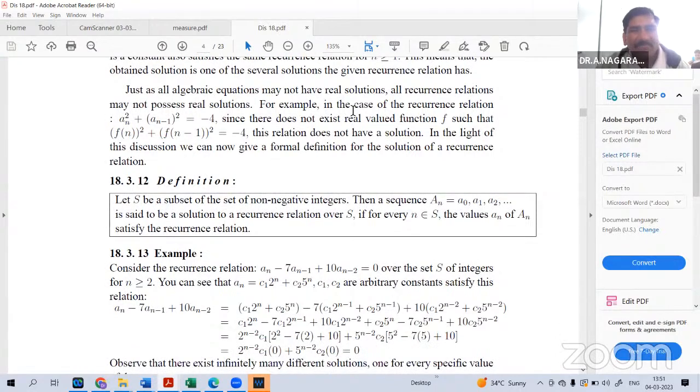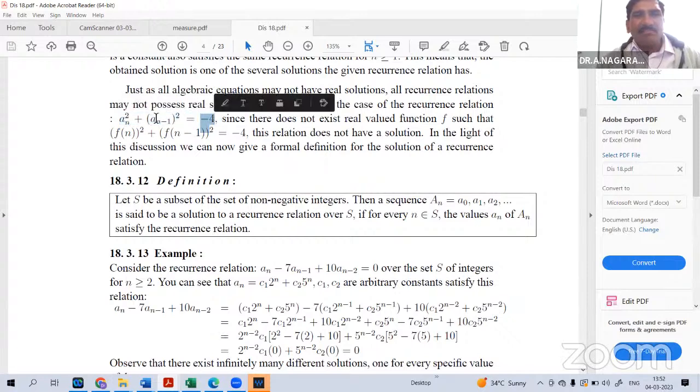Next, for example, in the case of the recurrence relation, an square plus an minus 1 square equal to minus 4. This is also one kind of recurrence relation. There does not exist a real value of the function f, because here I am getting minus 4. Is it a recurrence relation? Yes, it is a recurrence relation only. This relation does not have a solution because of minus 4.